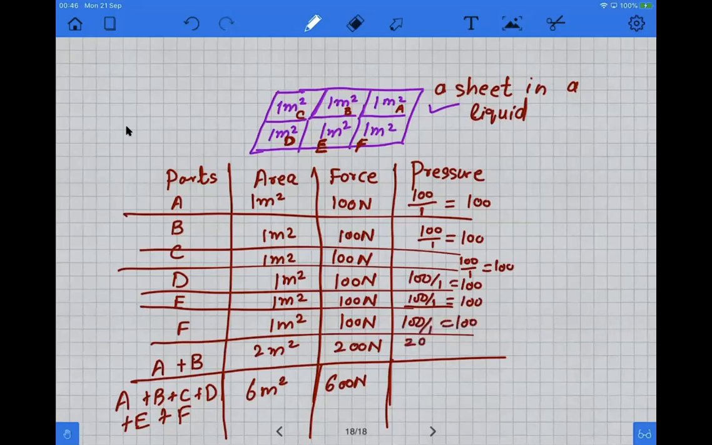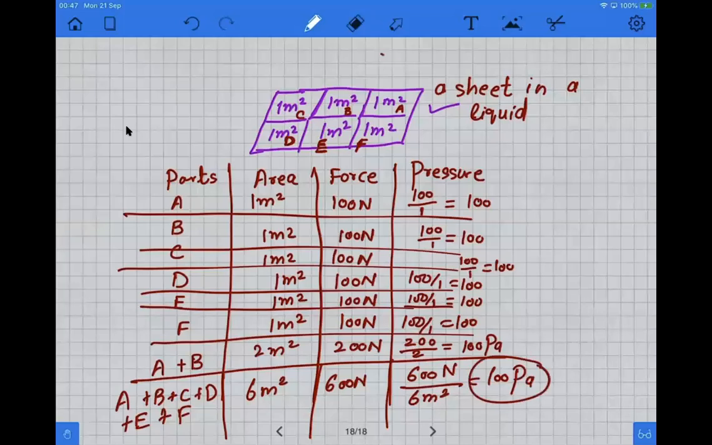Now, when you double the area, in a container of liquid, if you take some surface whose area becomes double, then the force will also become double, and as a result, the pressure will still remain 100 Pascal. Here, if the force becomes 6 times in the liquid, then the area is also becoming 6 times and still the pressure remains 100 Pascal. So the pressure is only depending on the depth and not on the area of the surface that you're taking.